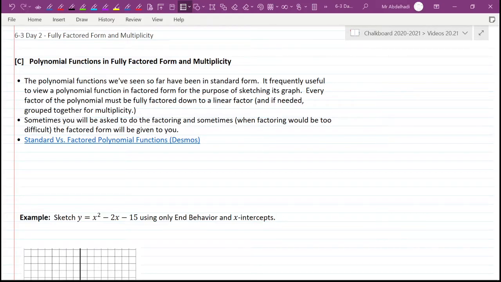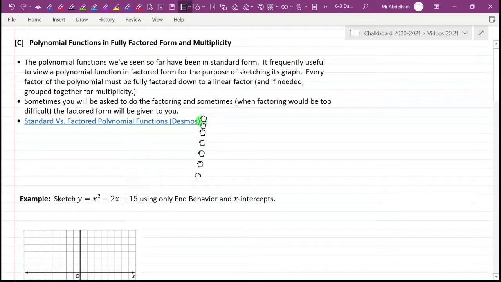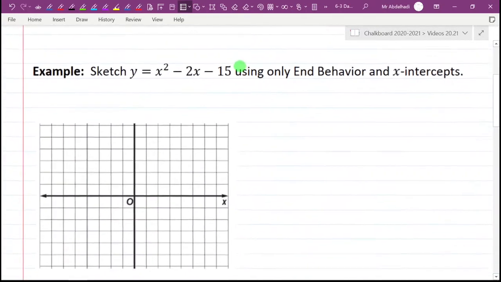Okay, welcome back. Today we're doing day 2 of lesson 6.3. We learned about end behavior and we learned about power functions last time. Now we're going to learn how to graph functions in factored form. So let's say you have a function like this.